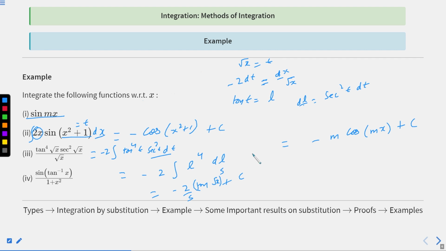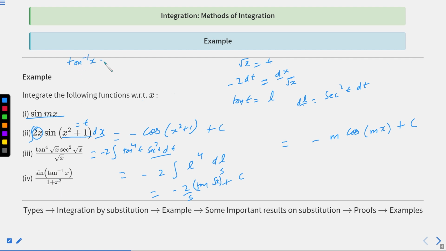Simple. Please be careful with this substitution thing. Now, what about this? What substitution can you make? One thing is very clear.